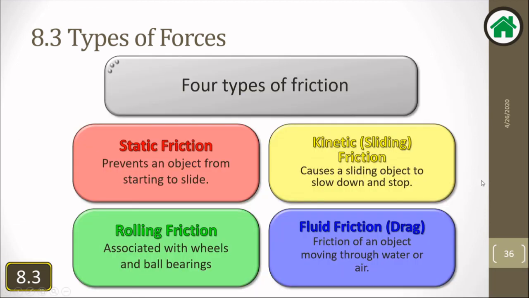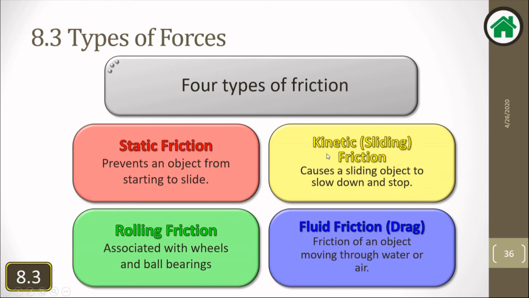There are 4 major types of friction. The first is static friction. Static means stationary or not moving. So this is the friction that you have to overcome if you want to make an object start sliding across the floor. If you want to push a heavy object like a sofa or a refrigerator, you have to apply enough force to break this static friction before the object will start to slide.